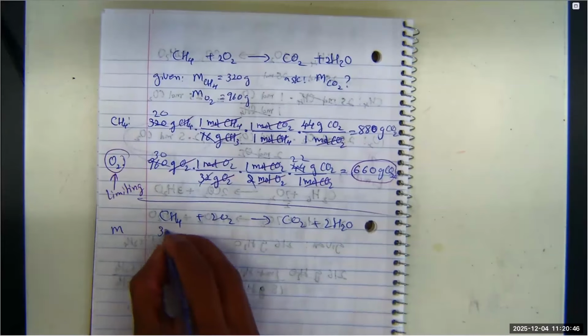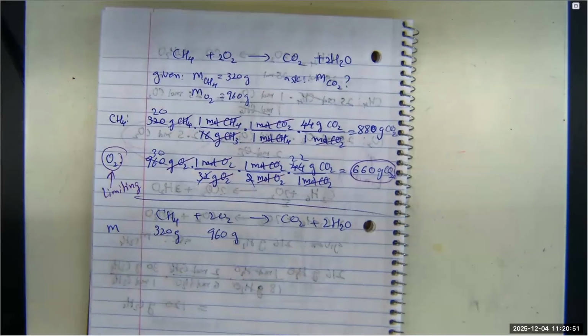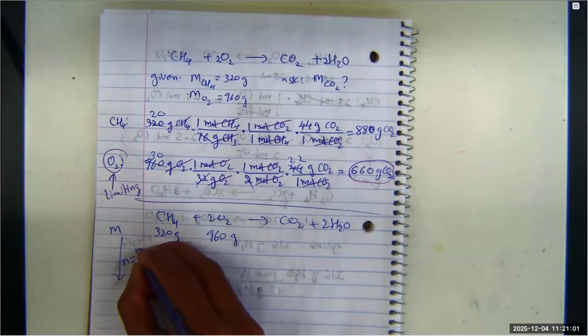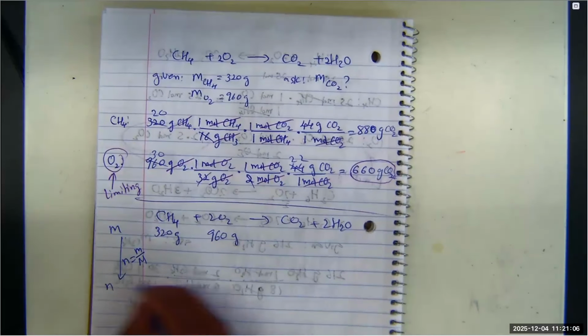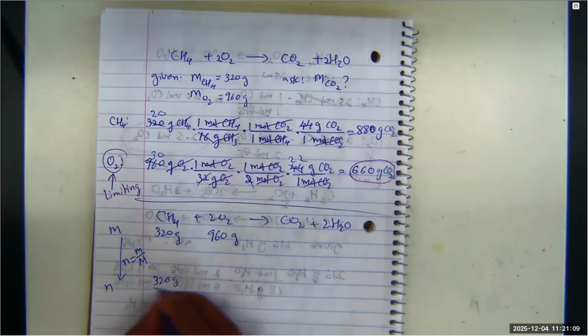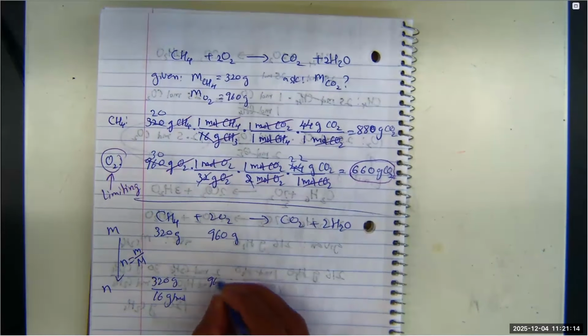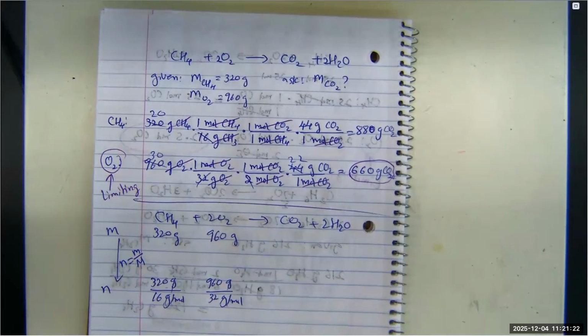We are given the mass of CH4. We are given 320 grams of this and 960 grams of oxygen. We cannot deal with mass. Together with the balanced chemical reaction, we need to convert that to moles. To convert mass to moles, we can use this: mass divided by the molar mass gives us the number of moles. So for CH4, that should be 320 grams divided by 16 grams per mole. And for oxygen, it should be 960 grams divided by 32 grams per mole. Okay, so grams cancel out.